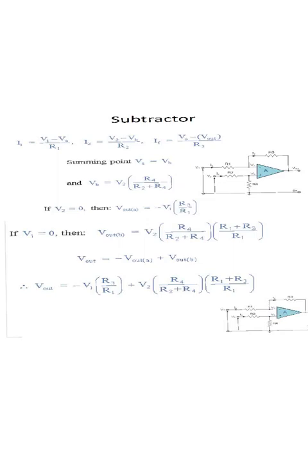Coming to the subtractor here, I1 is equal to V1 minus VA divided by R1. I2 is equal to V2 minus VB divided by R2. IF is equal to VA minus V out divided by R3.